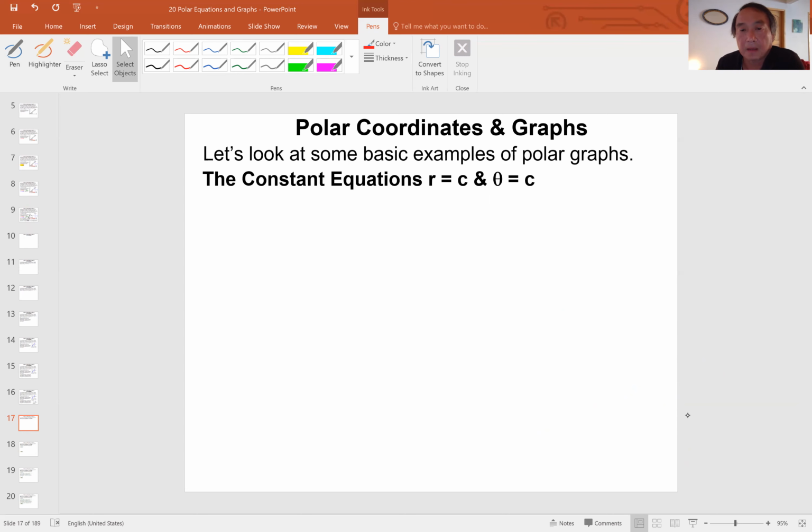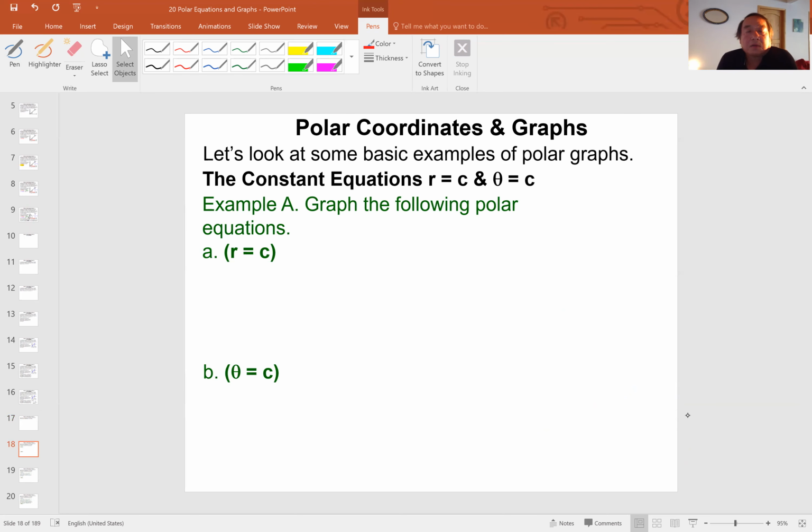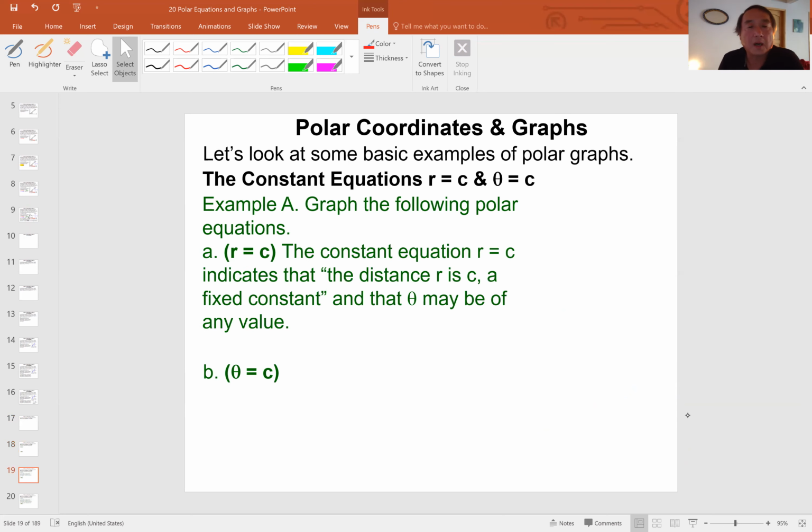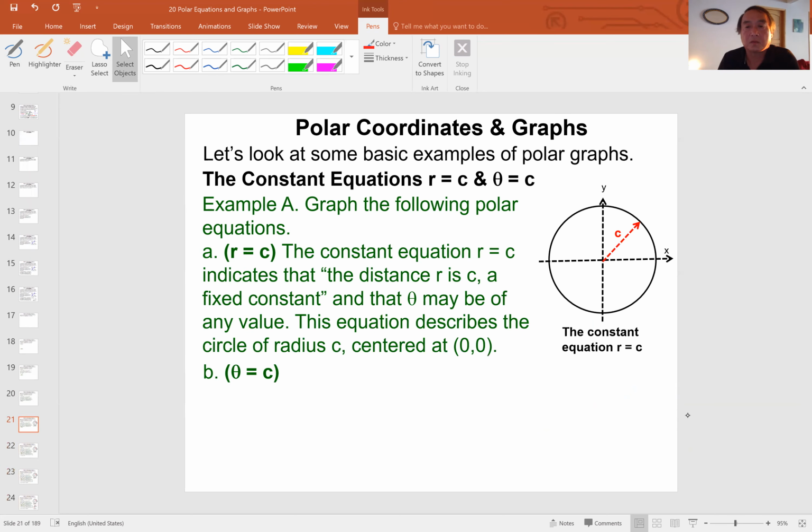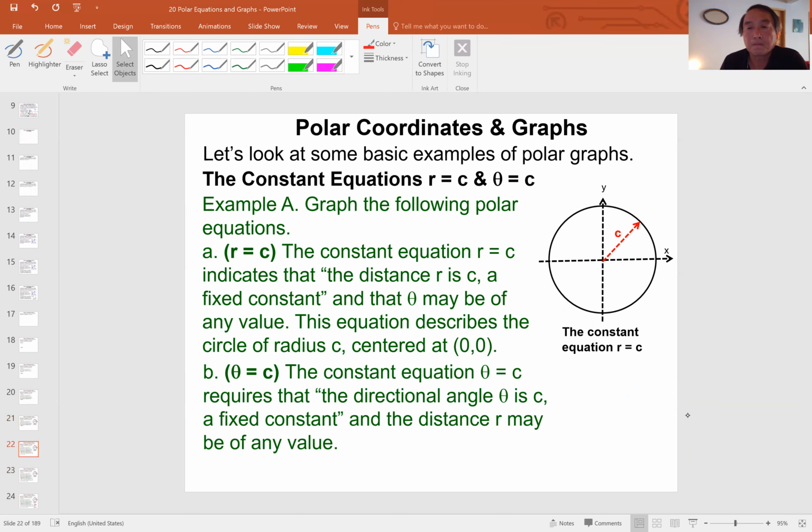Let's start out with the easiest one, the constant functions. So r equal to a constant, the distance fixed. What's theta? Theta could be anything. So theta from 0 to 2 pi goes around the circle once. The distance is some constant.